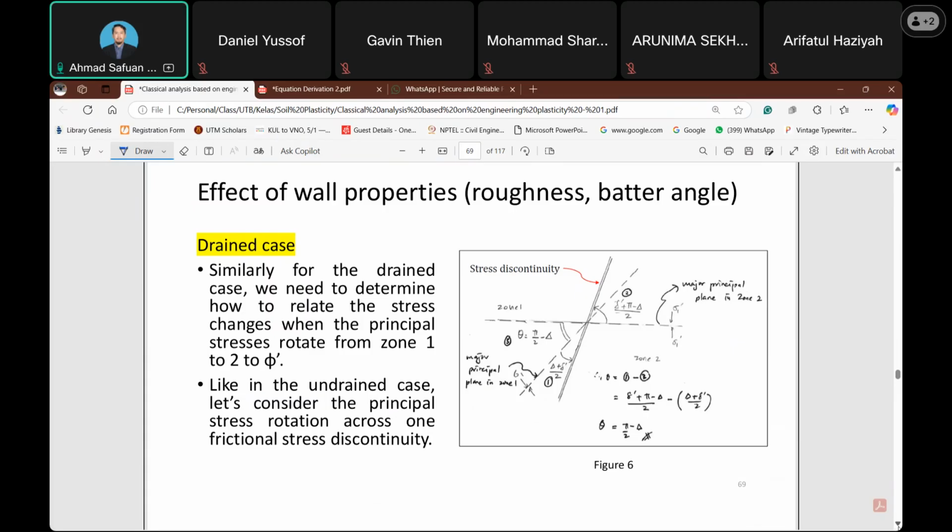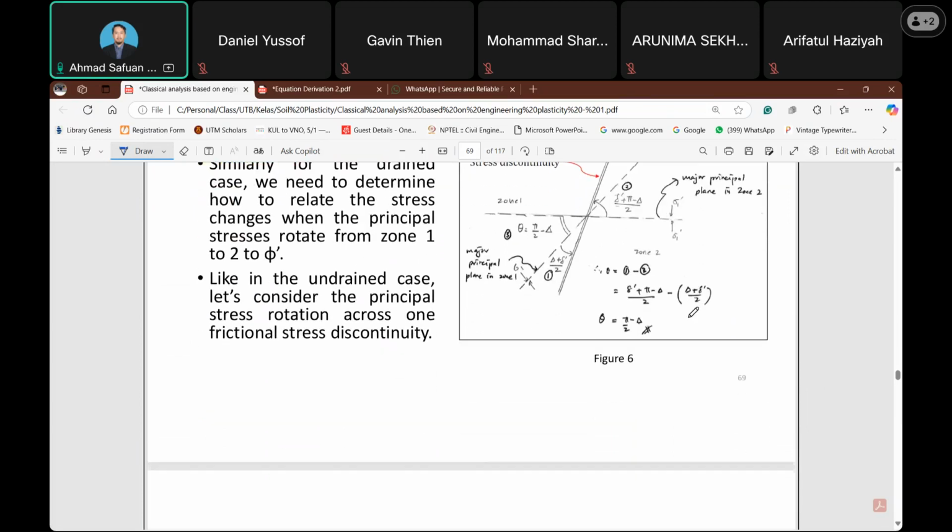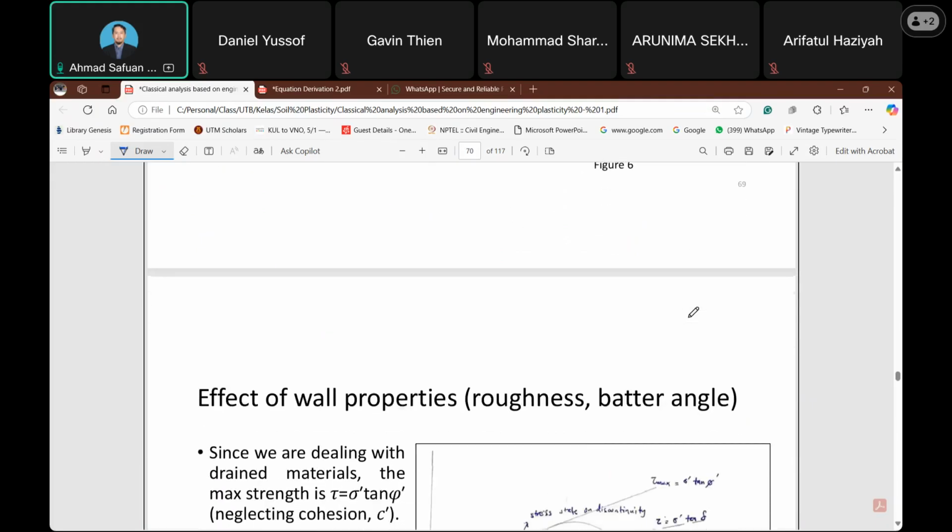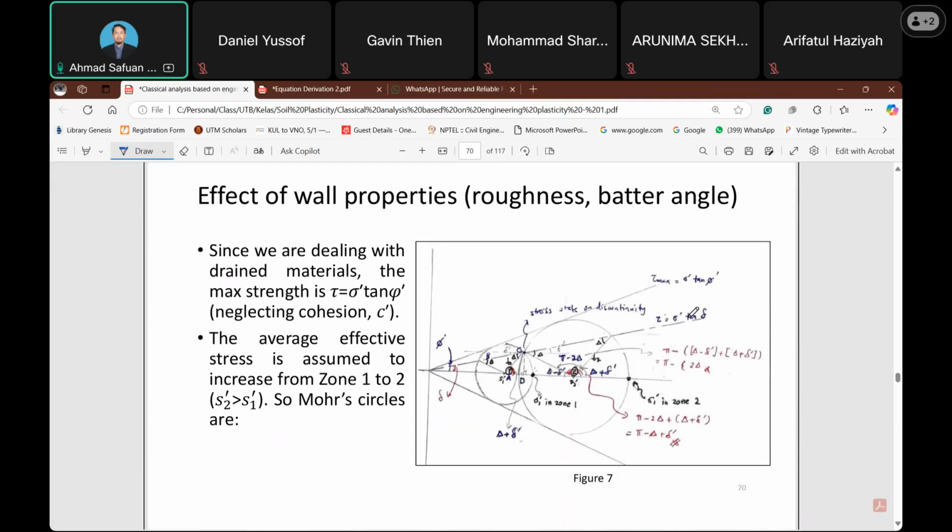The same approach: we have a stress discontinuity line, then this is the principal plane in zone 1, and this is the principal plane in zone 2. Okay. So then we look at the Mohr circle diagram. This is a Mohr circle diagram for the drained case, sorry, for the drained case without having any c value.